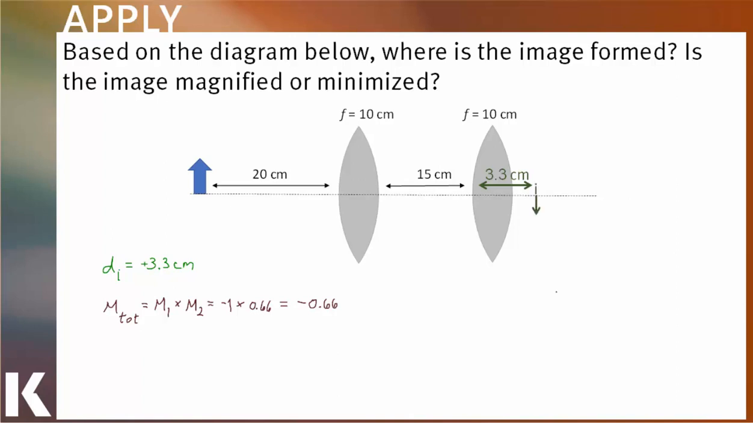And to determine if the image is magnified or minimized, you want to look at the magnitude or the absolute value of that magnification. Since 0.66 is less than 1, the image will be minimized compared to the object. So for example, if the object happened to be 10 centimeters tall and the total magnification is 0.66, the image is going to be 6.6 centimeters tall. So again, to tackle these multi-lens systems, just take it one lens at a time, apply the same concepts, and definitely make sure to apply the right sign conventions when you're doing the calculations.